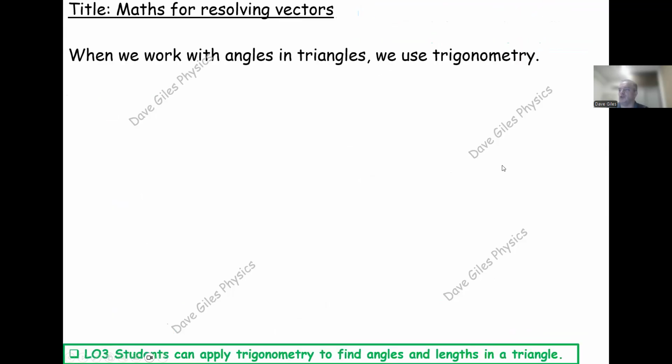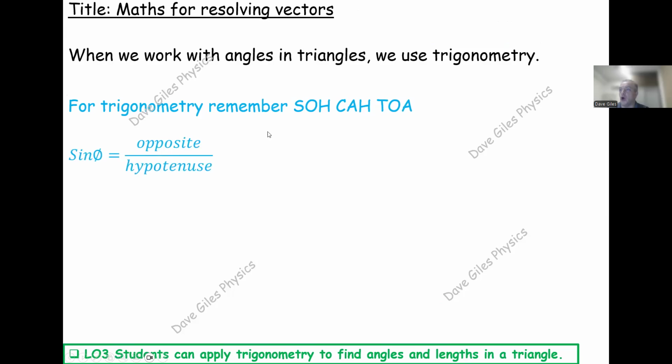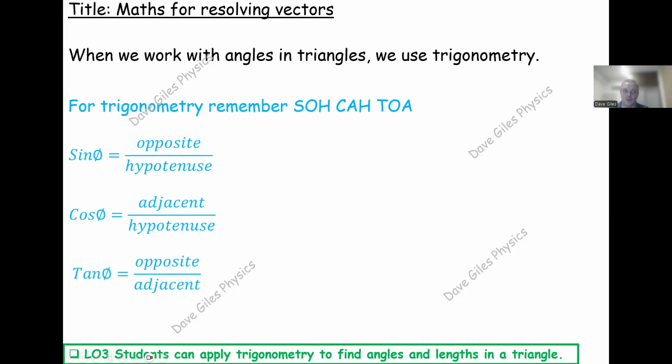We will now move on to trigonometry. So this is where we've got angles. The thing you've got to remember for this is SOHCAHTOA. S is sine, C is cos, and TOA we use tan. So sine theta, where theta is an angle, equals opposite divided by hypotenuse. Cos theta equals adjacent divided by hypotenuse, and tan theta equals opposite divided by adjacent.